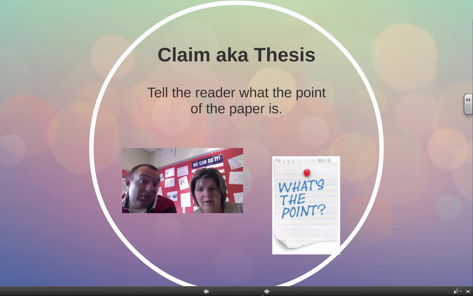It's what this paper is all about. This article, this essay is about something, and you're going to say that in a more sophisticated way. So basically, you start with "this paper is about blank," then you rewrite that sentence into a more sophisticated way of saying it. Right.